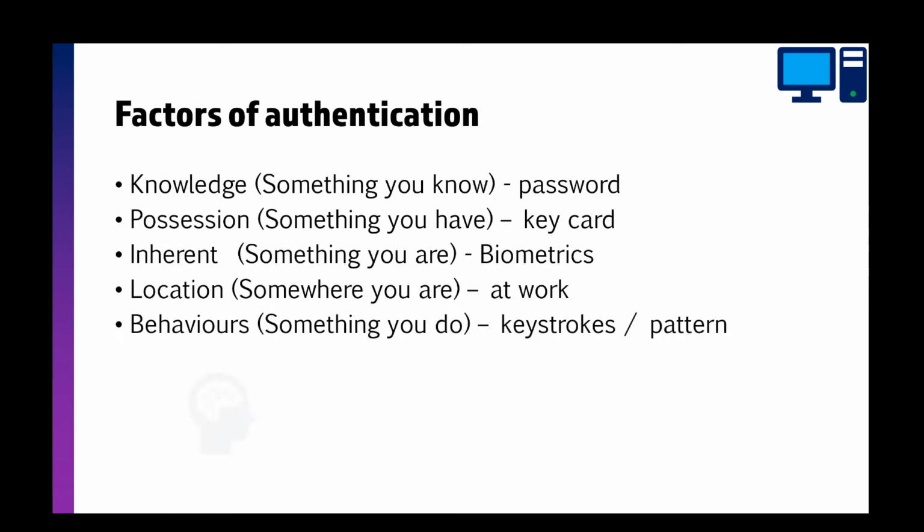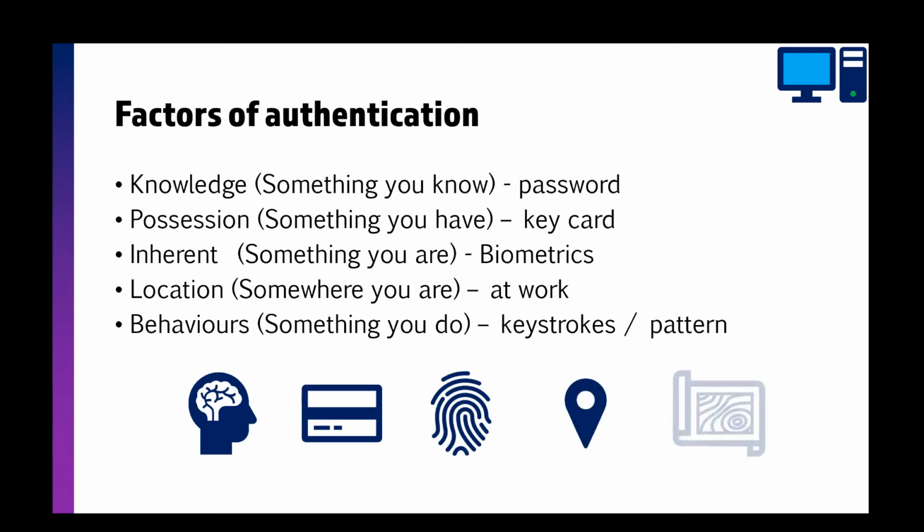So we've got ways of authenticating. It could be knowledge, something you know, like a password; something you have, like a key card; something that you are, like your iris scan or biometrics; location, somewhere where you are; and behaviour, something that you do, like a keystroke or a pattern. These are all different ways that we can check that someone is the right person, so logging onto a computer system or ensuring that they're doing the right thing for their job and things like that.